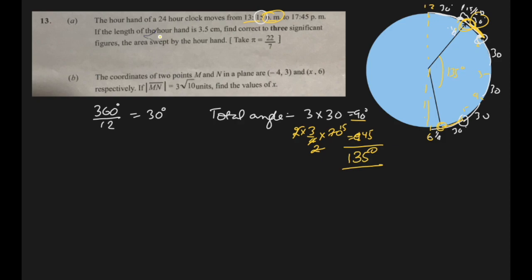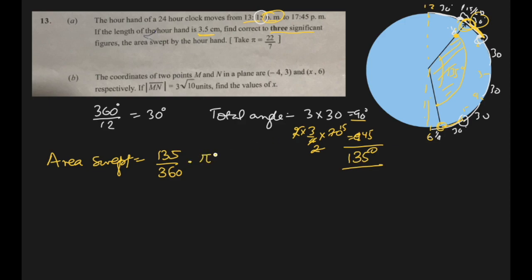Now let's move on to the question. If the length of the R is 3.5 centimeters, find correct to 3 significant figures the area swept by the R hand. So suppose R hand is up to here only, a shorter length, and they are asking us, this is the area swept by R hand, what is the area of this sector? So area swept will be the fraction 135 out of the whole 360 degrees, and the area of circle is pi r square.